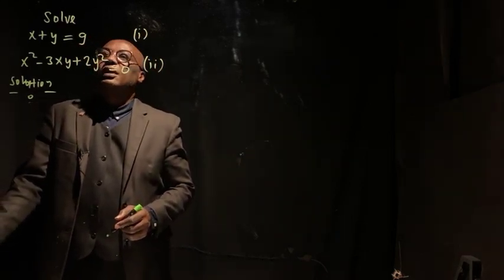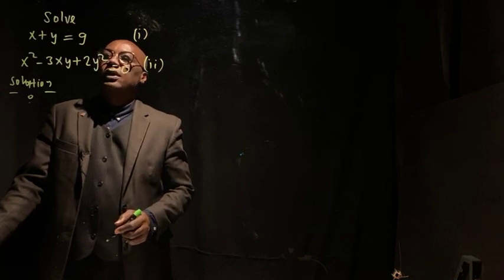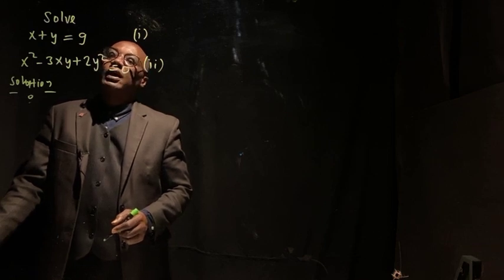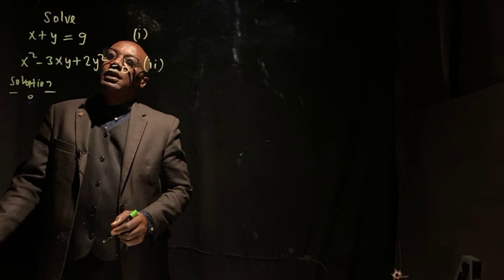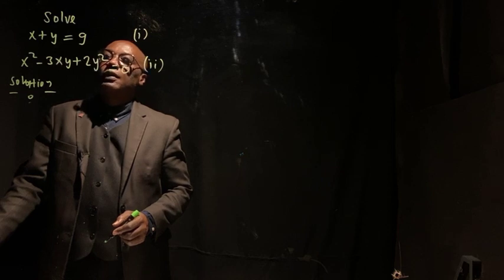This question says: solve the equations x plus y equals 9 and x squared minus 3xy plus 2y squared equals 0. The first one is an equation of a line, and the second one is what we call a homogeneous equation of second order.